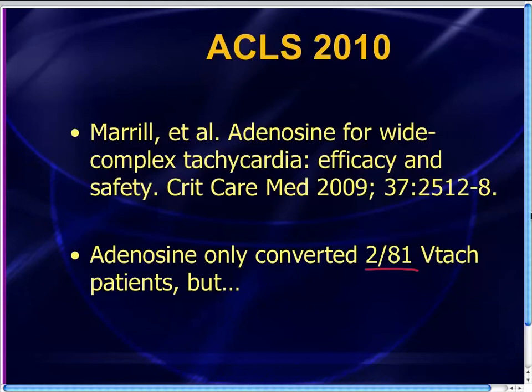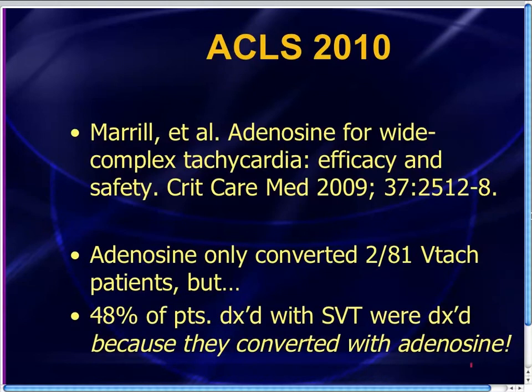So go ahead and use it as a diagnostic challenge. But here's the major problem with this study. They used conversion with adenosine to diagnose SVT. 48% of the patients that they diagnosed with SVT, they diagnosed with SVT because they converted with adenosine. How silly is that? How can you say that adenosine doesn't convert VTAC when in fact you're saying that it must be SVT because it converted with adenosine?